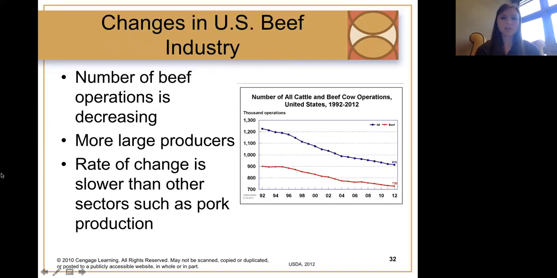So we already mentioned this, but just to show you again, some changes that have happened in the U.S. beef industry. The number of beef operations is decreasing and moving to more large producers. However, the rate of change is a little bit slower than other sectors such as pork production. So this is happening a little bit more rapidly in pork. But you can see on this graph that the number of all cattle and beef operations in the U.S. has been declining, and beef specifically, those lines follow the same pattern.